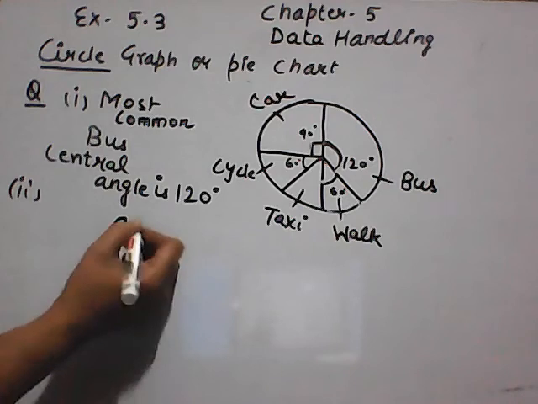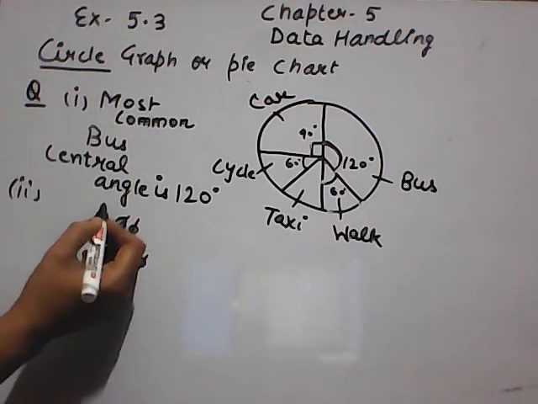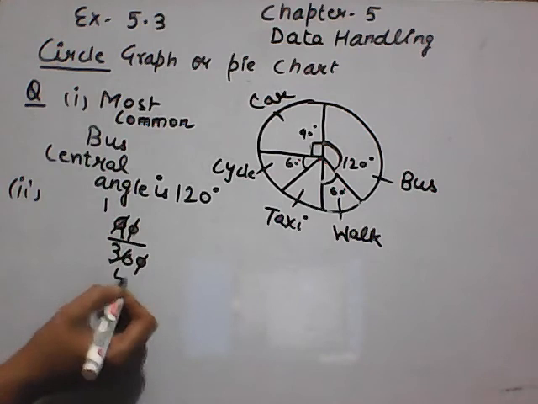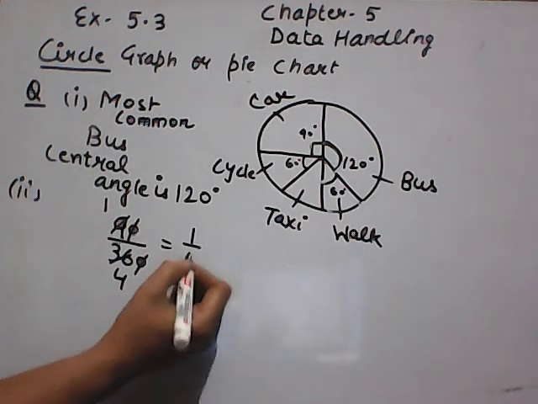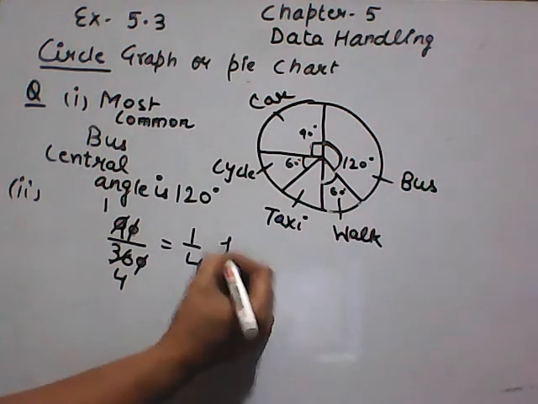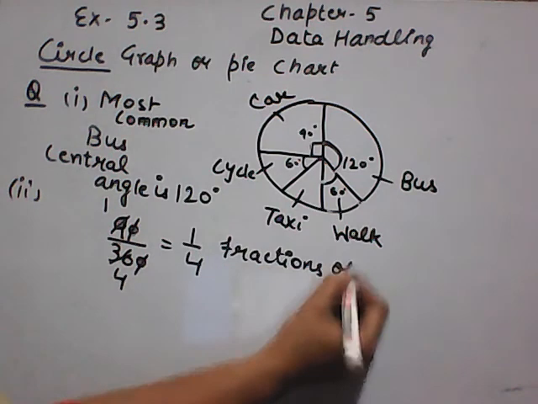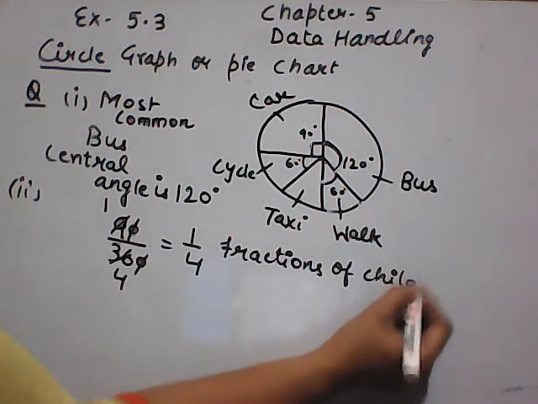The 0 is cancelled out with 0. Dividing the numerator and the denominator by 9, 9 ones are 9, 9 fours are 36. It is 1 by 4. What fraction of children travel by car? You have to find it in terms of fraction. 1 by 4 of the children travel by car.